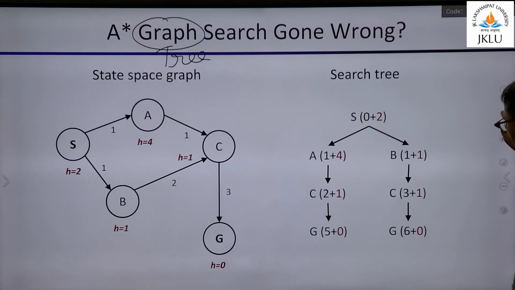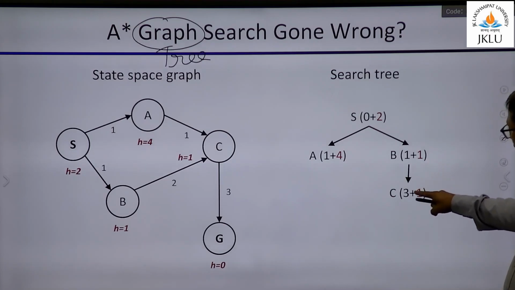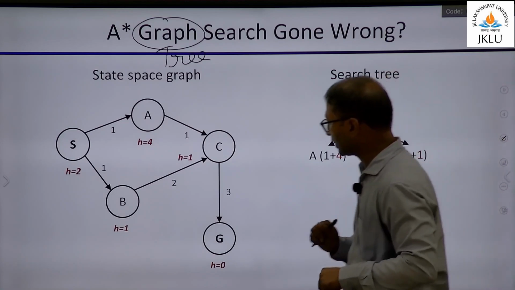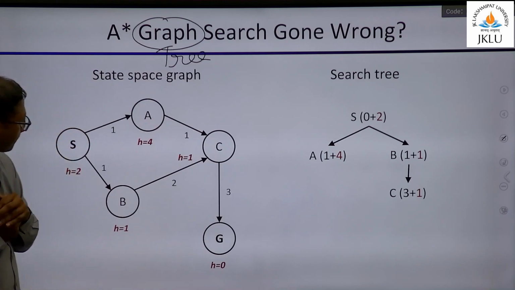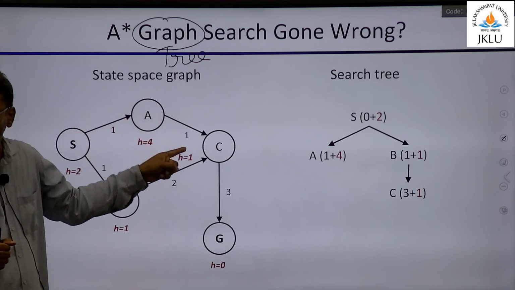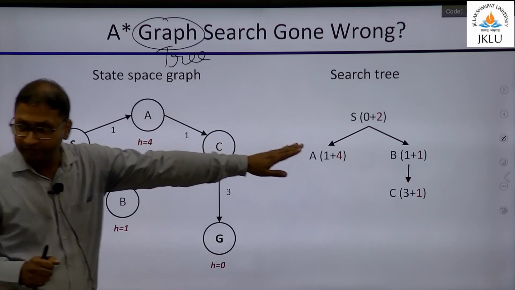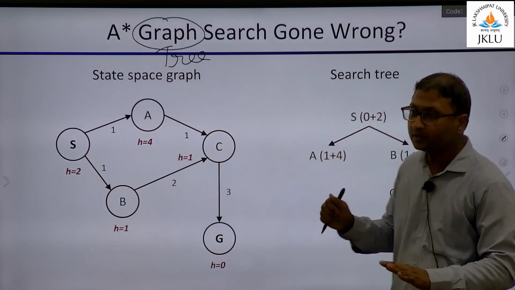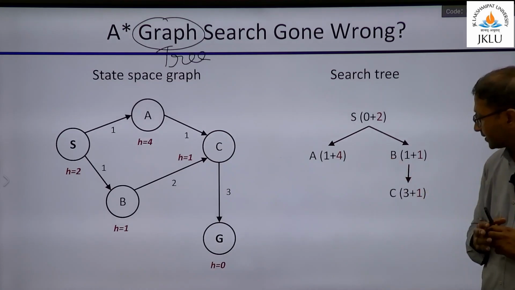So shall I go slow? 1 second. So we were here. Fine. Until here we are in sync. Now you go to C of 3 plus 1. What do I do next? See, why am I not going this way? This is 4 plus 1, 5, and I have candidates that have this value less than 5. Done.